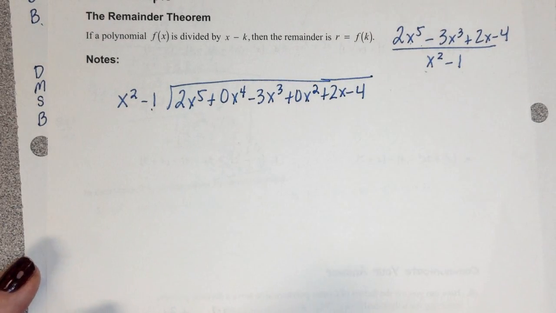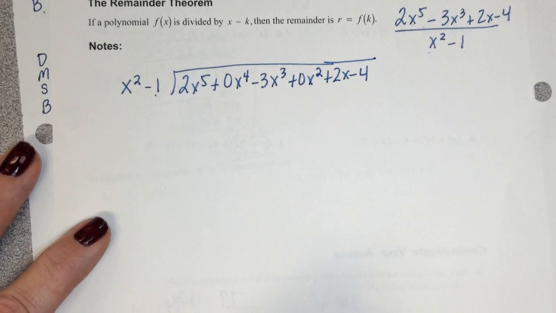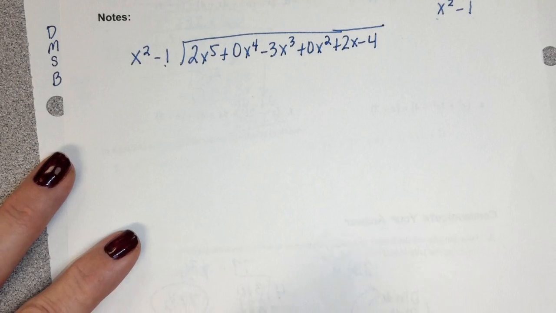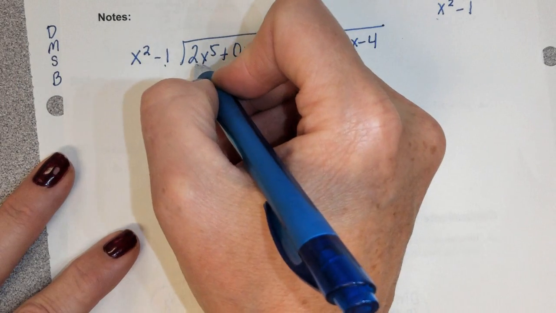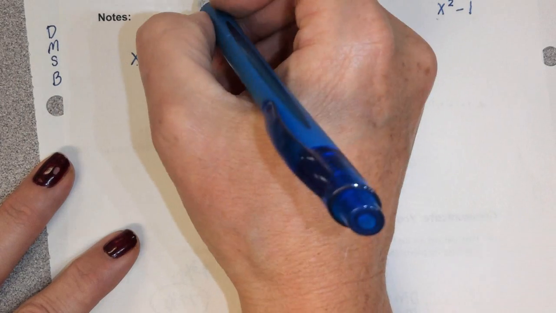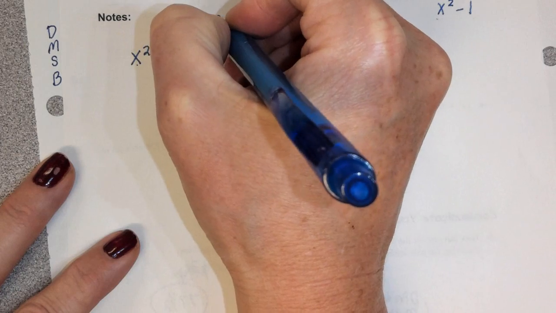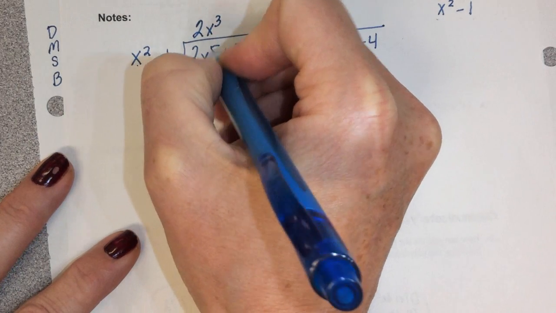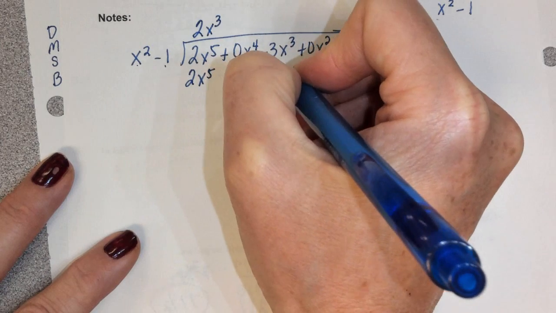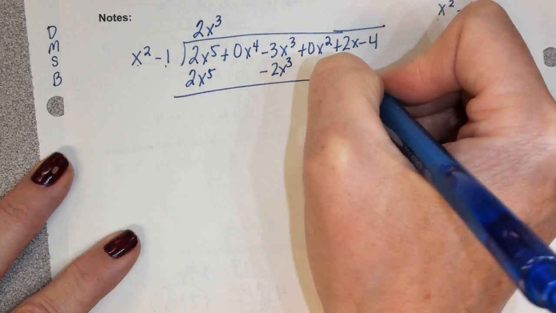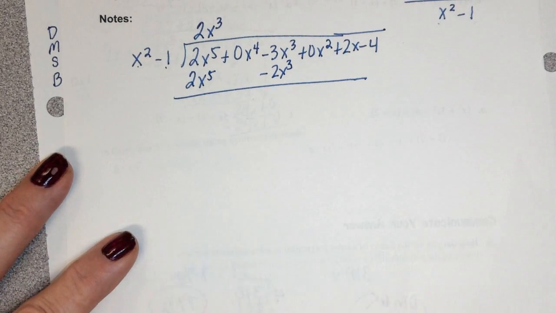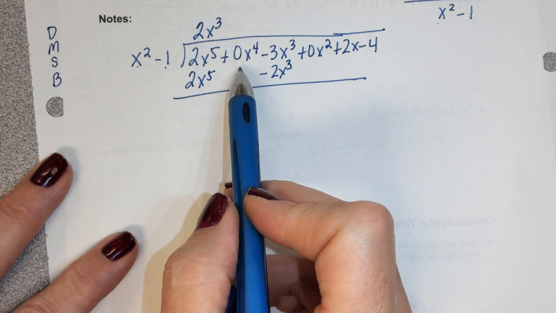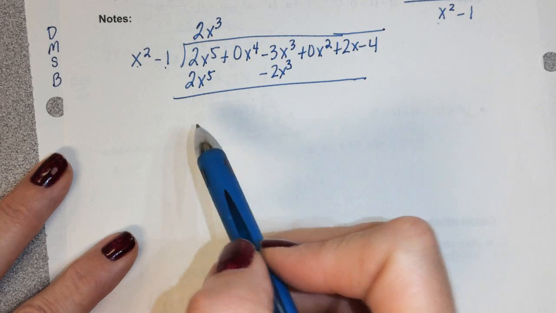Now I'm going to do this one a little bit faster, and if you just want to watch instead of copying it down, that's totally fine. Okay, so I'm going to have 2x to the 5th divided by x squared. That's going to give me 2x to the 3rd. When I multiply, I get 2x to the 5th minus 2x to the 3rd. Do you notice how I lined those up? I didn't want to put it here because it's not going to be a like term, right? So I just did that instead.